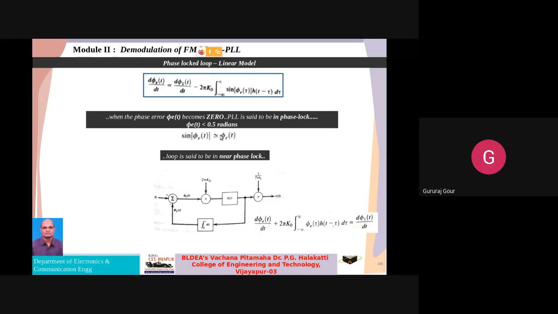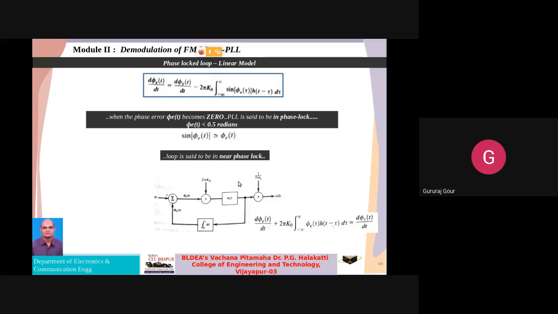In that case, if we subject this integral differential equation to the condition that phi of t is less than 0.5 radians, then we can say the loop is said to be in near phase lock.